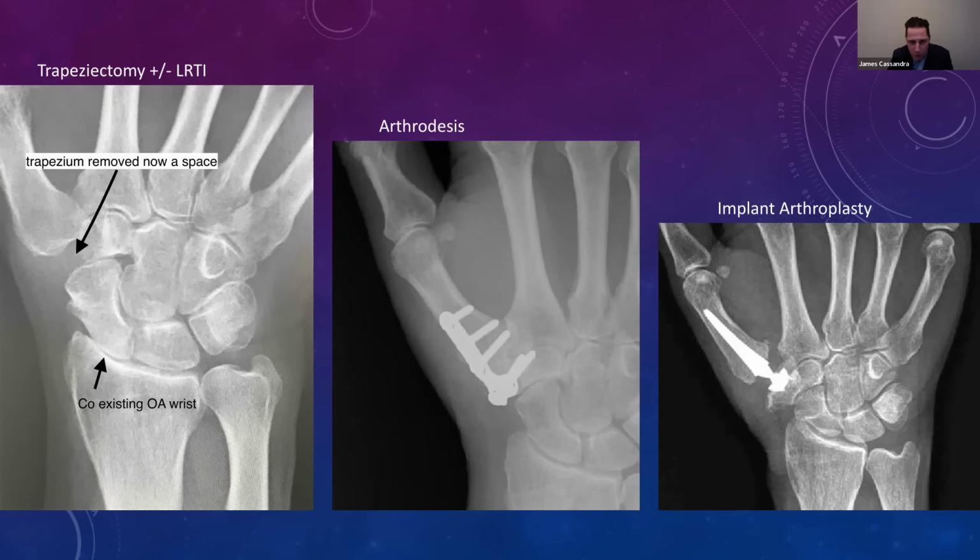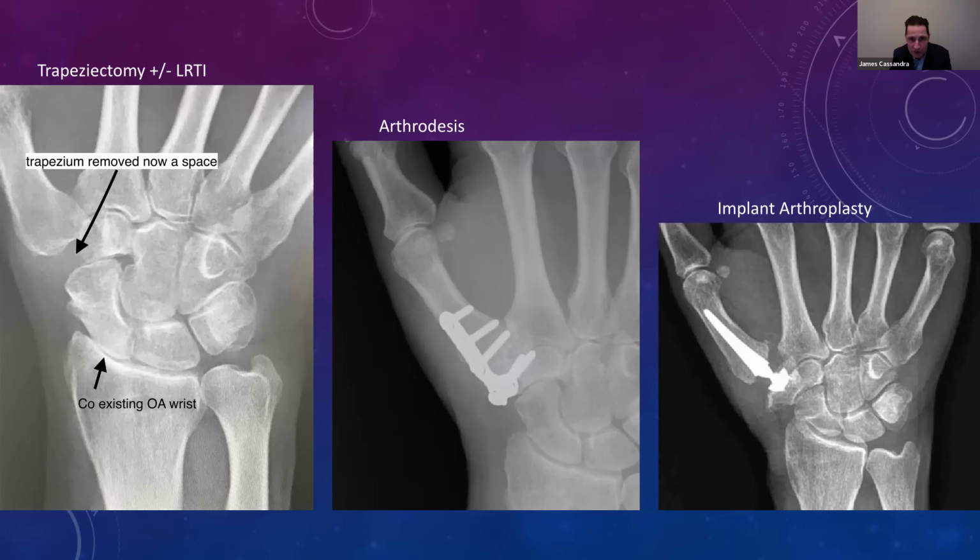It's probably the gold standard surgery for the typical patient with significant basal joint arthritis that's symptomatic. The other option is an arthrodesis or fusion. The middle picture shows fusion here. There's plate fixation, the basal joints fuse, and patients do well with this.